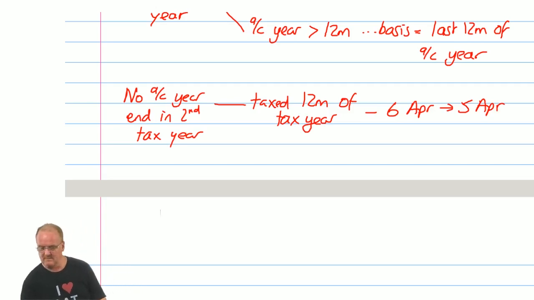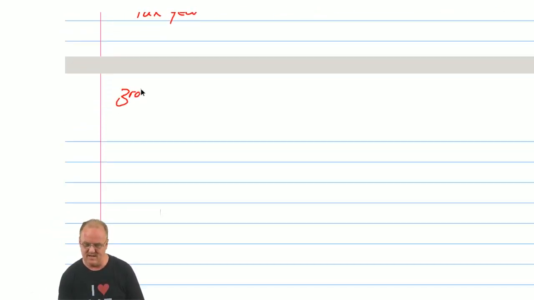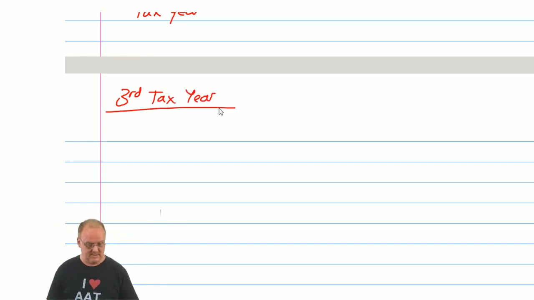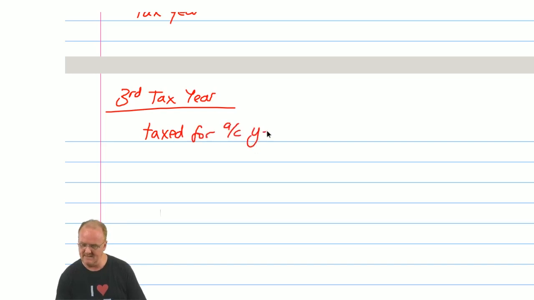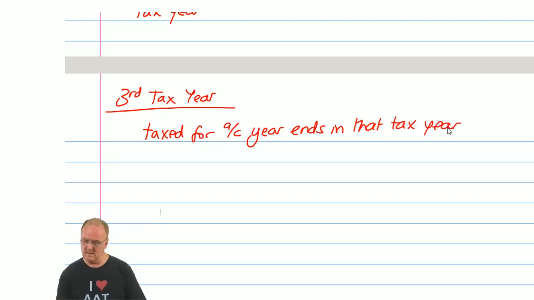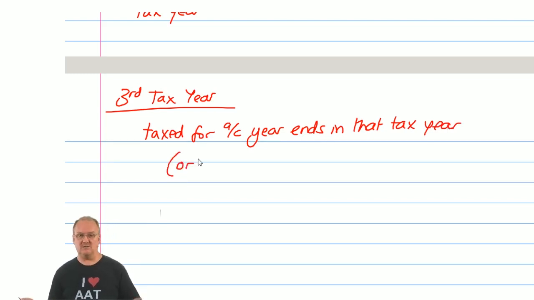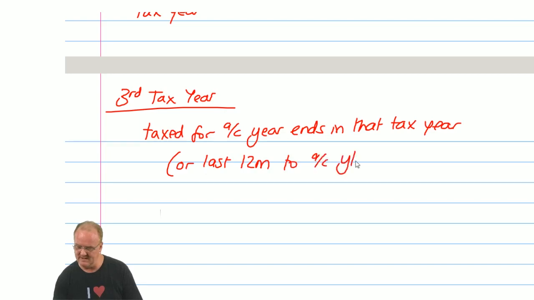And then we can look at this answer in the third tax year. What happens then? Well, now stuff should be sorting itself out, and you are going to be taxed for the accounting year that ends in that tax year. Or, if it's not a 12-month period, the last 12 months to the accounting year end in that tax year.